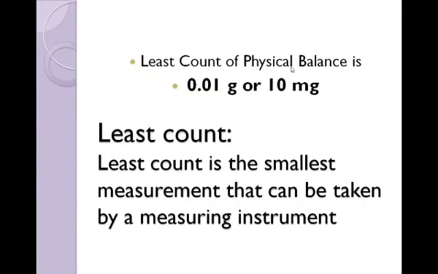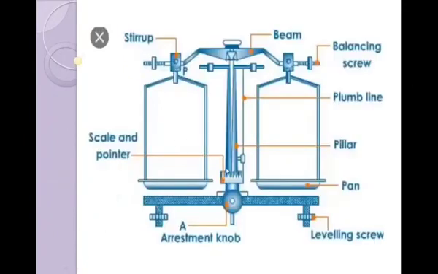The least count of the physical balance is 0.01 gram or 10 milligram. What is least count? Least count is the smallest measurement that can be taken by a measuring instrument. It means that with the help of physical balance, we can measure up to 10 milligram or 0.01 gram. If the object has mass less than 10 milligram, then physical balance is unable to measure the accurate reading, right?